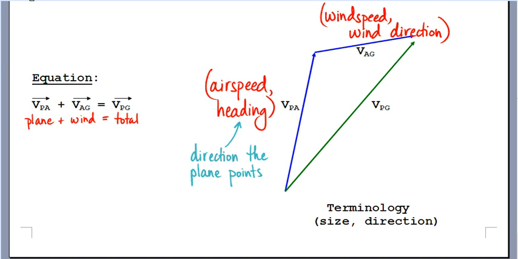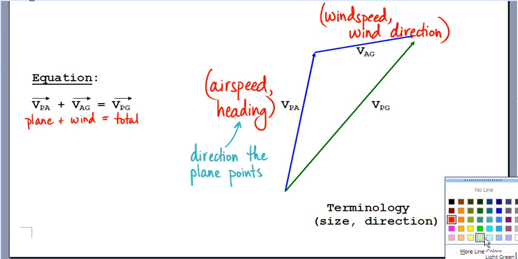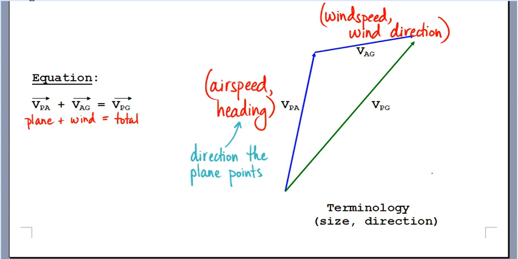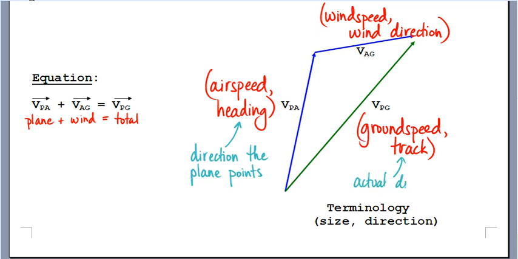And if you add those two things together, you get the actual speed and the actual path of the airplane. So the actual speed of the plane compared to the ground, that's again what the P and the G stand for, is called the ground speed. So that's the real speed once we account for the wind. And then the actual direction the airplane goes, the direction of this green vector, is called the track. So that is the actual direction the plane flies. So let's call that the actual direction of flight.